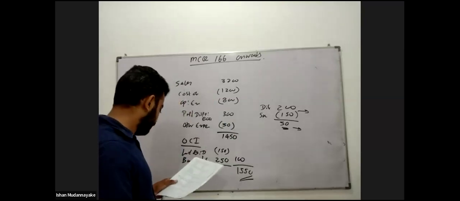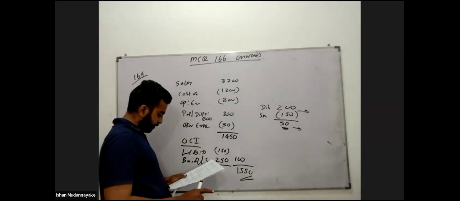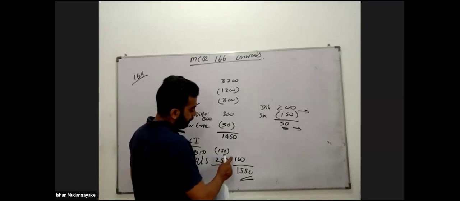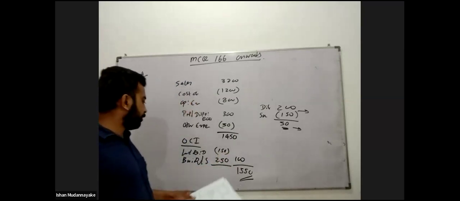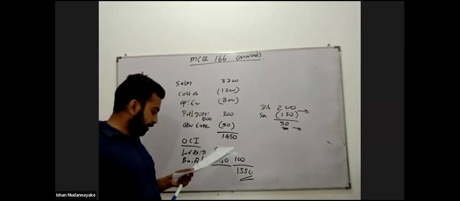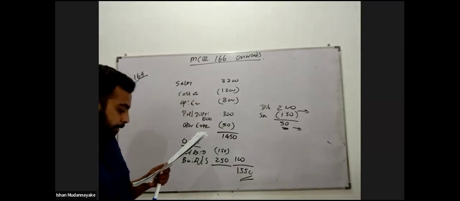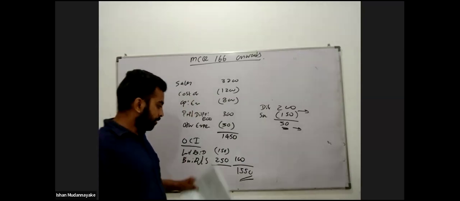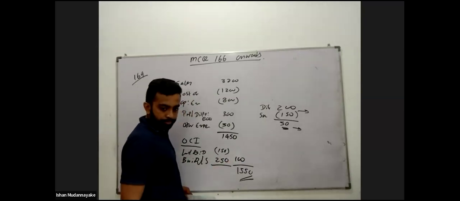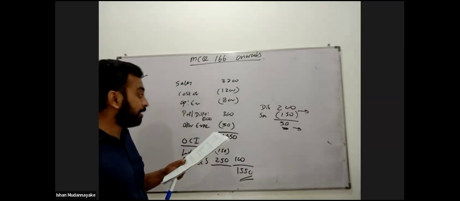OCI is 100 rupees. We can calculate using OCI. The total other comprehensive income, the net amount, is 100 rupees. And next one is retained earnings.